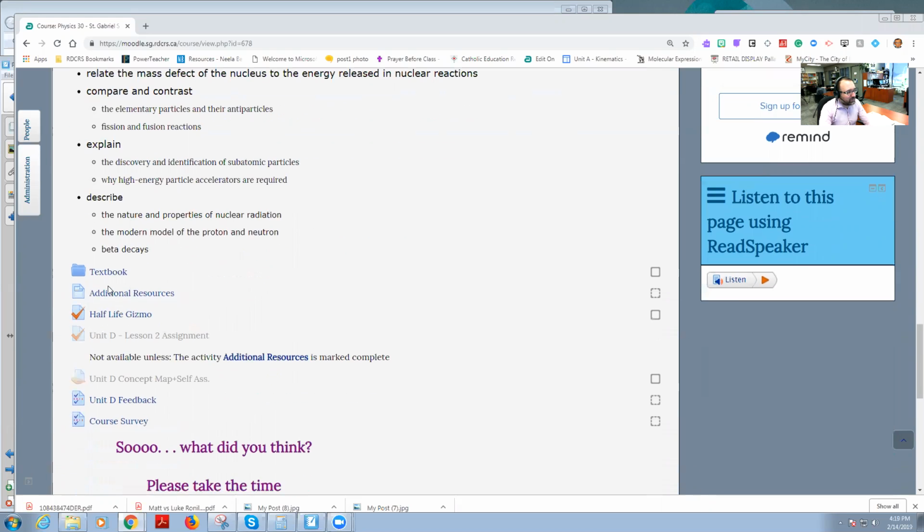With all that help, you'll find that the textbooks are right here. It's in a folder because two chapters are recorded in this case. Additional resources are going to help you get that done. Half-Life Gizmo is going to help you understand how carbon dating works and so forth.